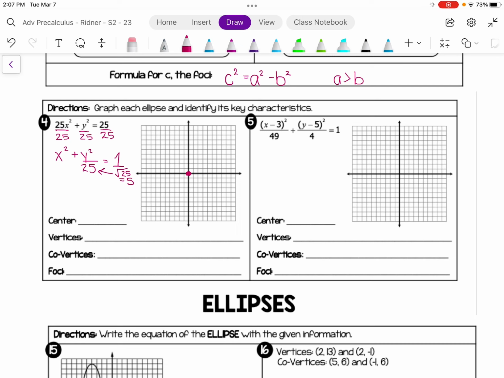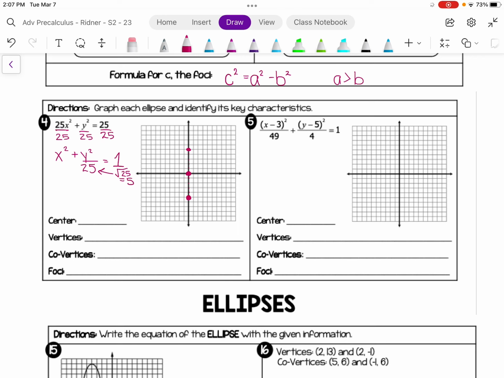We're talking about the y, so we're talking about up and down. So I'm going to count 5 up from the center. 1, 2, 3, 4, 5. Then I'm going to count 5 down from the center. 1, 2, 3, 4, 5.